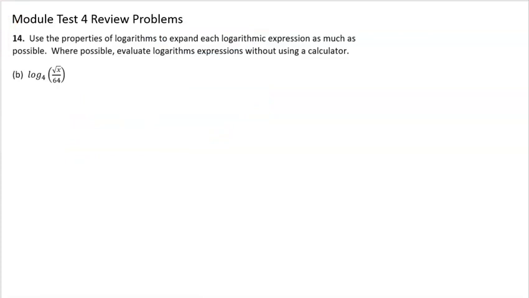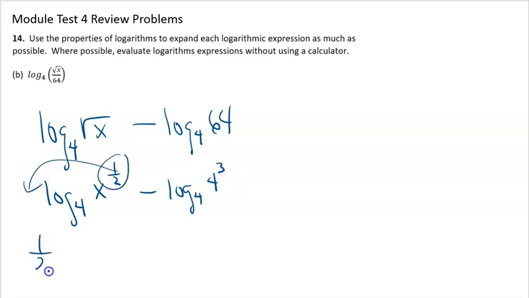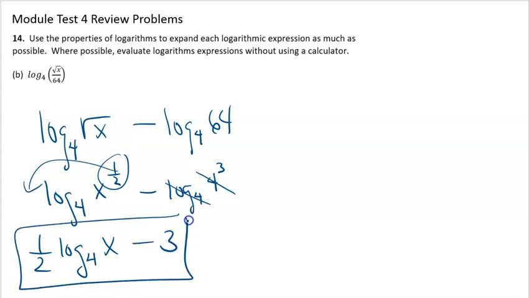Log base 4 of square root of x over 64. Division means subtraction, right? So log base 4 of the square root of x minus log base 4 of 64. Now the square root of x is really an exponent. It's x to the 1/2 power, right? Minus 64 can be written with a base 4. So 64 is 4 to the 3rd power. Over here, this 1/2 exponent can be moved in front of logarithm. And here, the 4 and the base 4 cancel each other out to get minus 3.